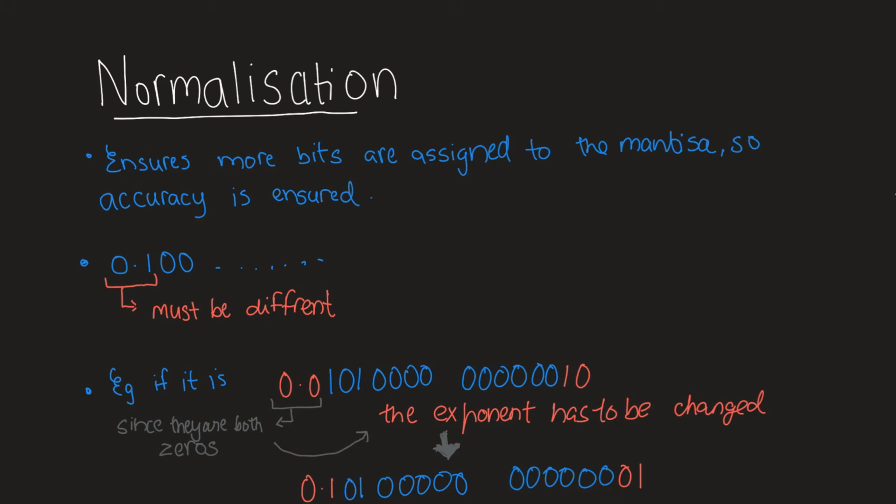Here we had two zeros next to each other, so we had to change the mantissa. So we have a 0 and a 1. But to do this, we then had to reduce the exponent. So the exponent also changed. Let's look at an example now.